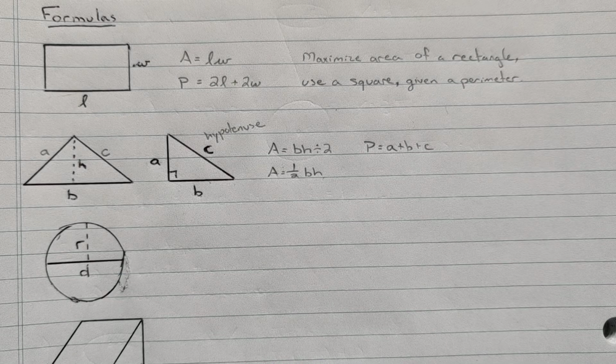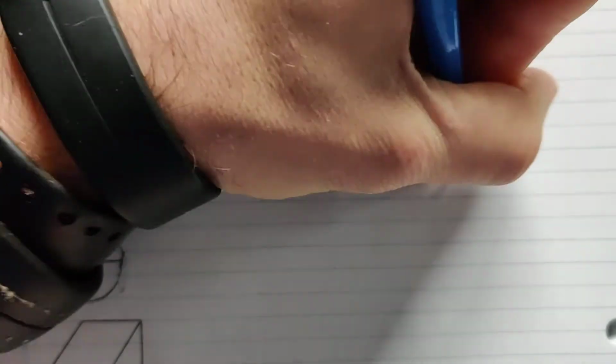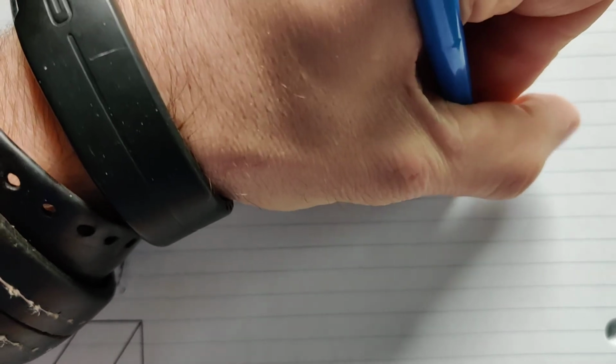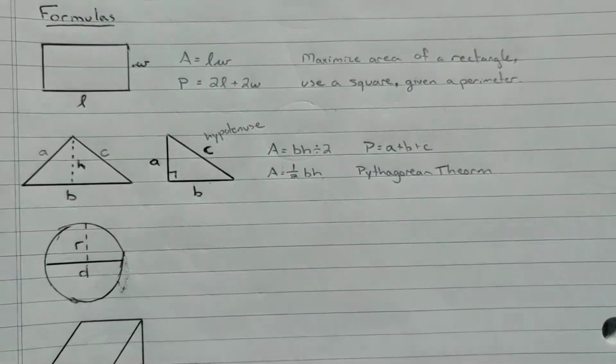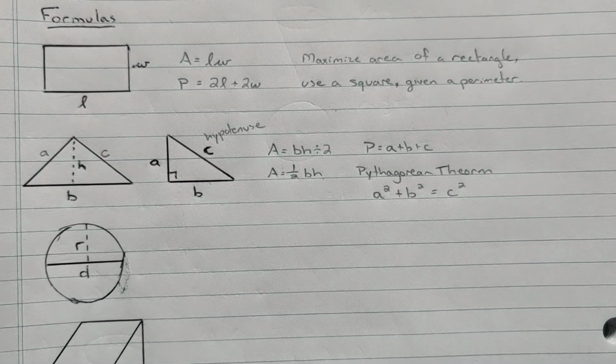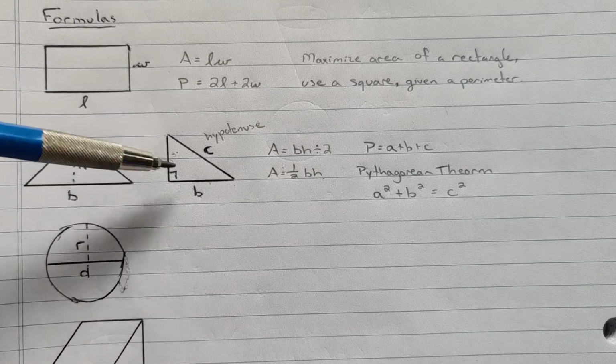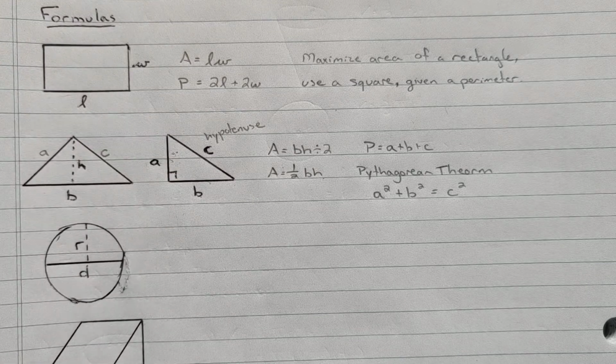The other big one that we've used is the Pythagorean Theorem. So Pythagorean Theorem is A squared plus B squared equals C squared. And again, that's for right triangles only. This only works in a right angled triangle where A and B are the short sides and C is the hypotenuse.